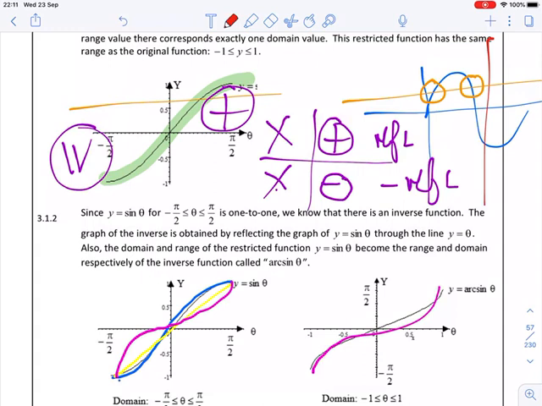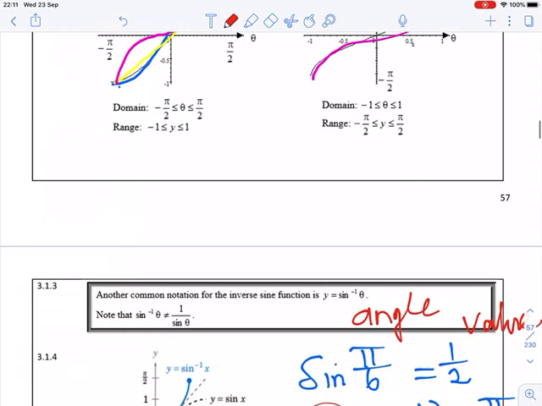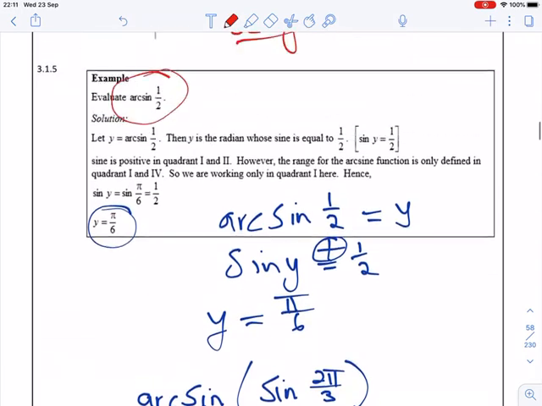So for the positive, we go anti-clockwise, and for negative, we go clockwise. That is very, very important. All right.